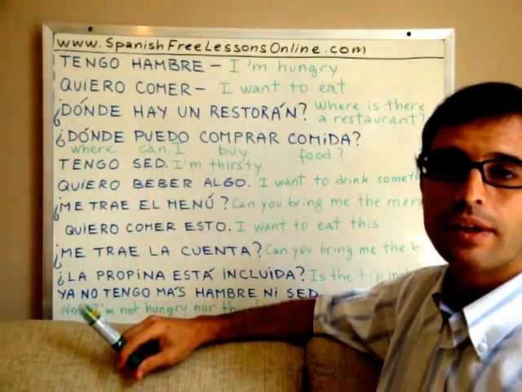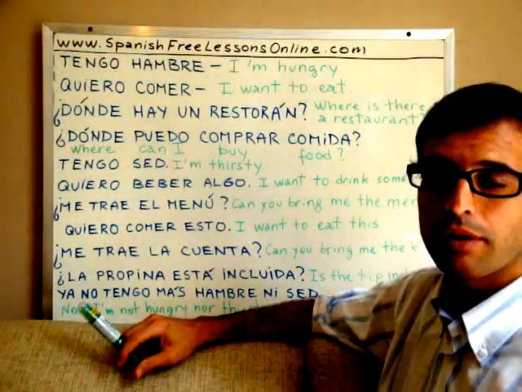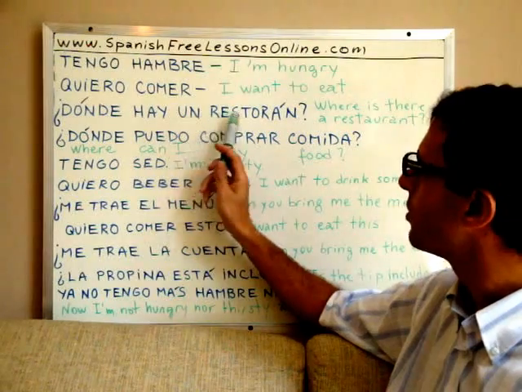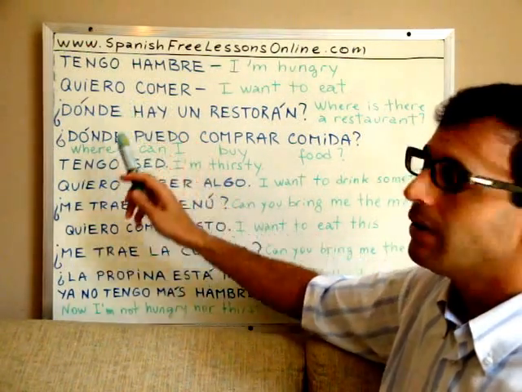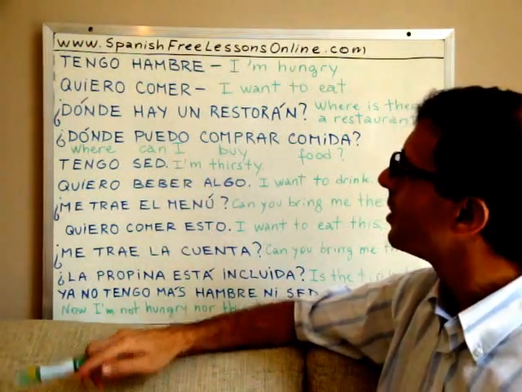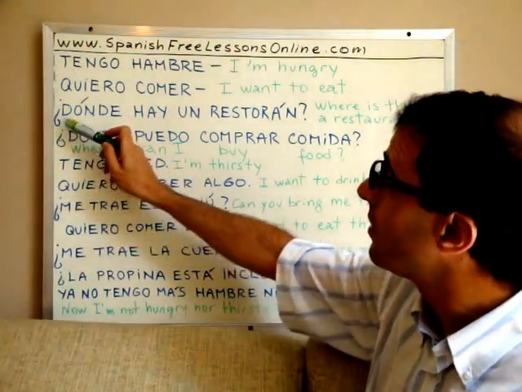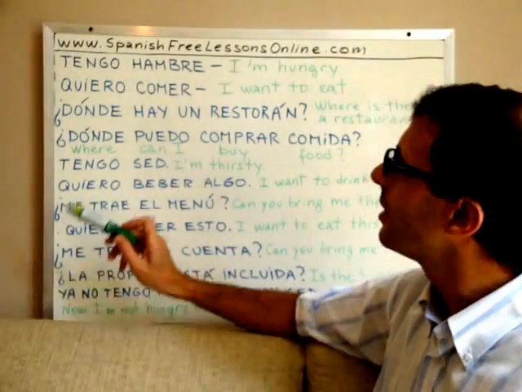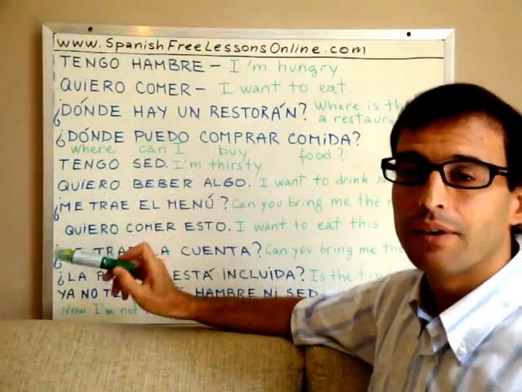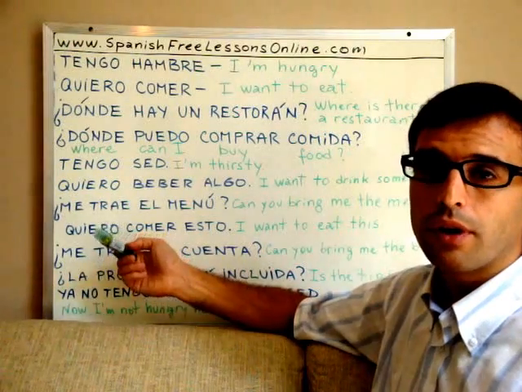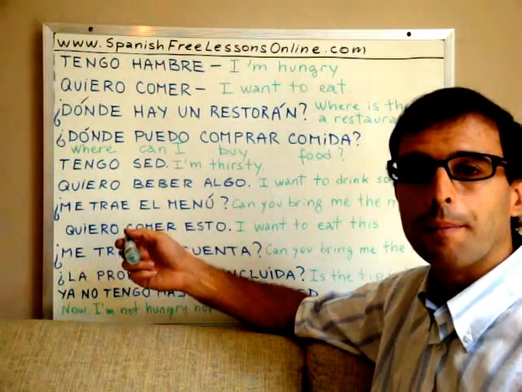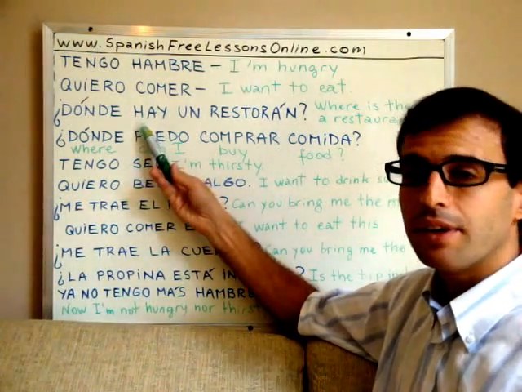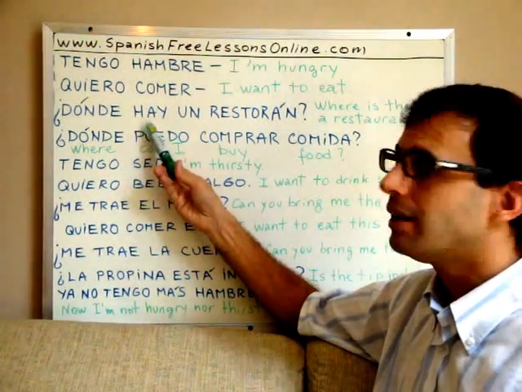Un is the indeterminate article for masculine and singular, okay? One restaurant. For our restaurant, un restaurante. Hay means there is. But since this is a question, hay means is there, okay? So hay means there is or there are when it is an affirmative sentence, and it means is there or are there when it is an interrogation, right?